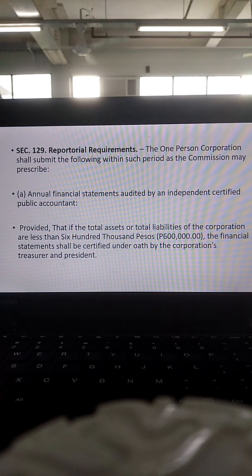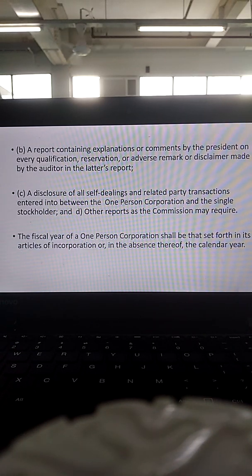Okay, as to the reportorial requirements, of course, you are bound to file an annual financial statements, of course, that must be audited by an independent certified public accountant. Now, there is in addition to that, kung meron pong assets and liabilities na less than 600,000 pesos, then the financial statement shall be certified under oath by the corporation's treasurer and president. Okay? A report containing explanations or comments, right? So take note of that. A disclosure of self-dealings, right?